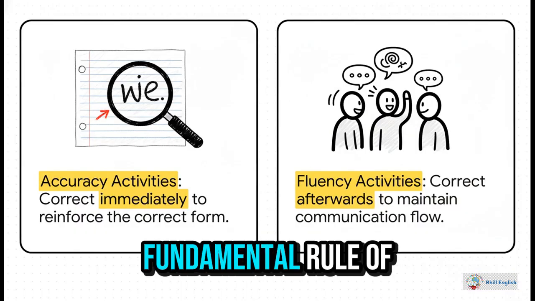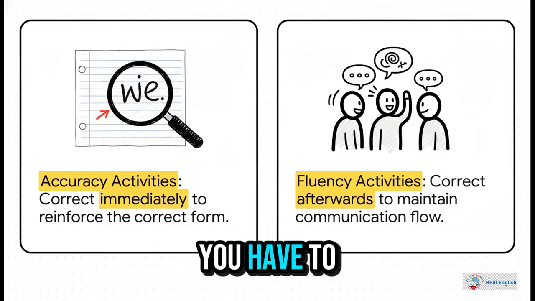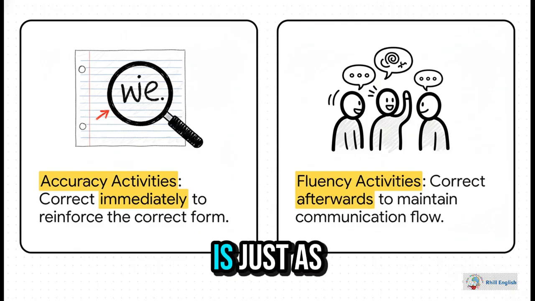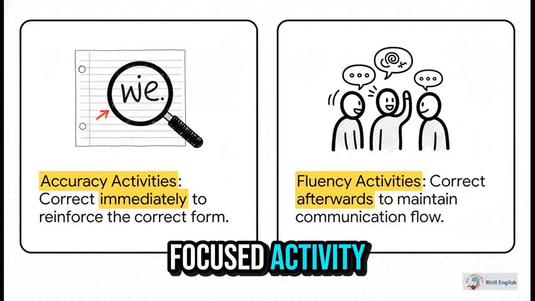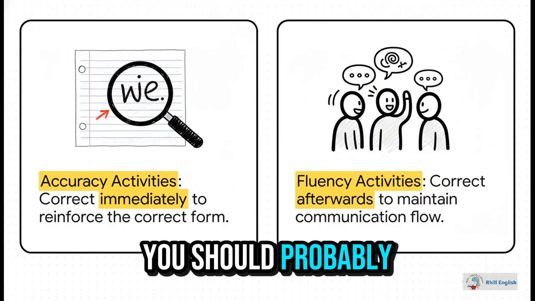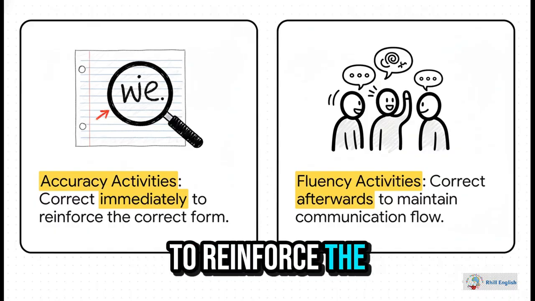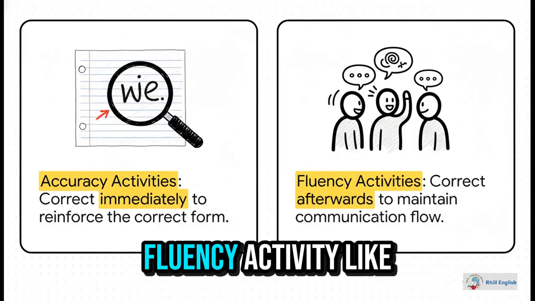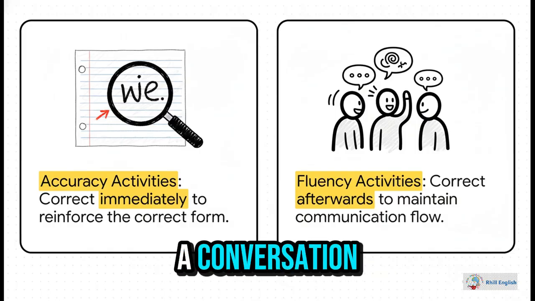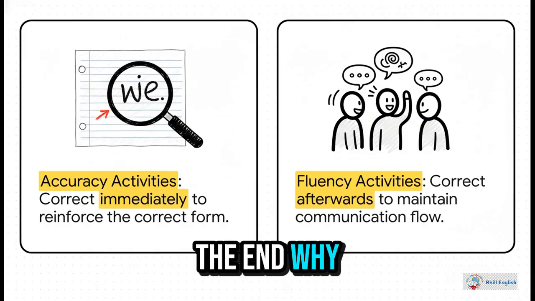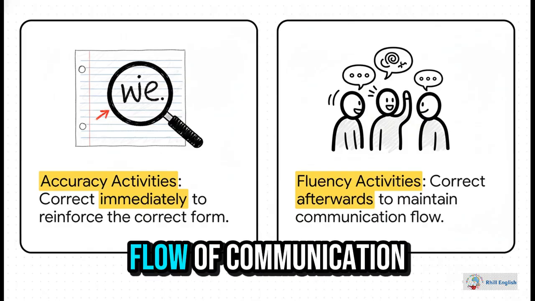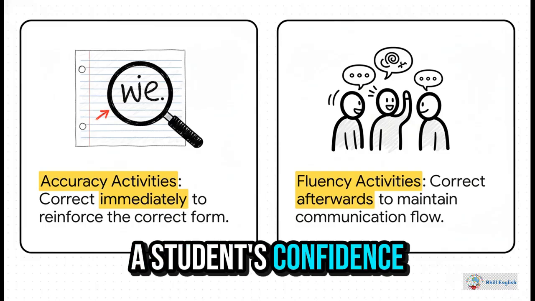Now, this is a fundamental rule of error correction you have to remember. When you correct is just as important as how you correct. During an accuracy-focused activity like a grammar drill, you should probably correct right away to reinforce the right form. But during a fluency activity, like a conversation, it is so much better to just make a note and wait until the end. Why? Because jumping in can totally kill the flow of communication and really knock a student's confidence.